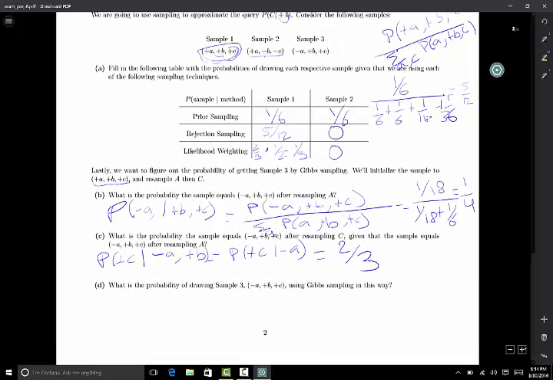And the last question is just asking, given that we picked this sampling order, what's the probability that we end up having picked both minus A and plus C in each sample? And so that's just the product of the two independent samplings. So we have 1/4 times 2/3 because we need to have picked minus A in the first resampling and plus C in the second resampling. So 1/4 times 2/3 equals 1/6.